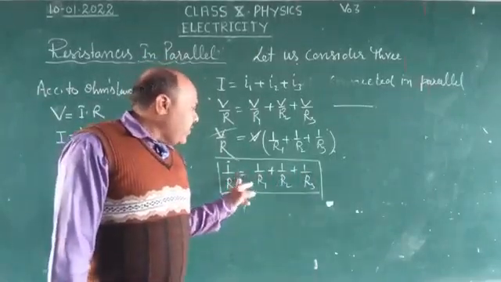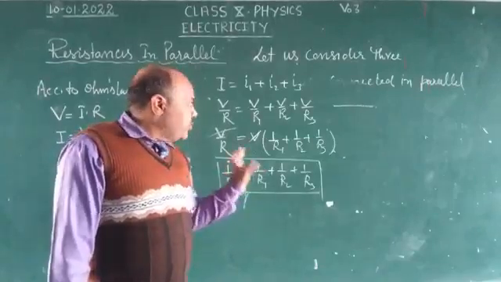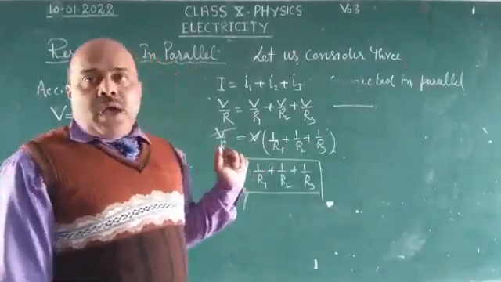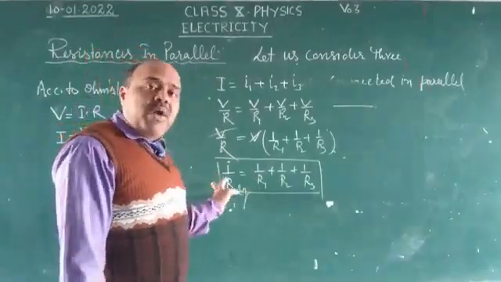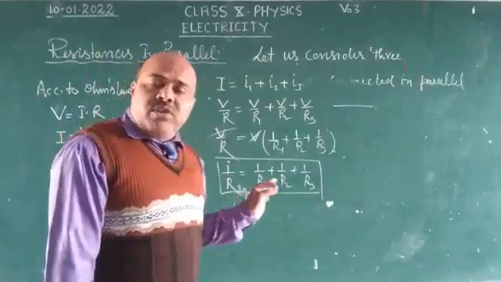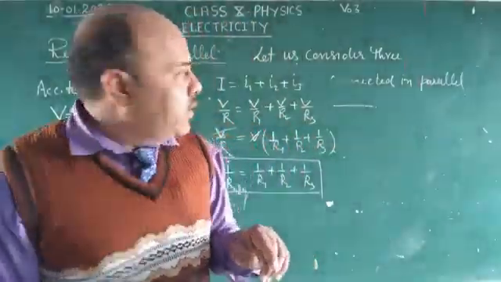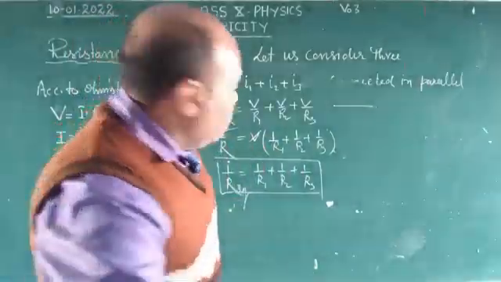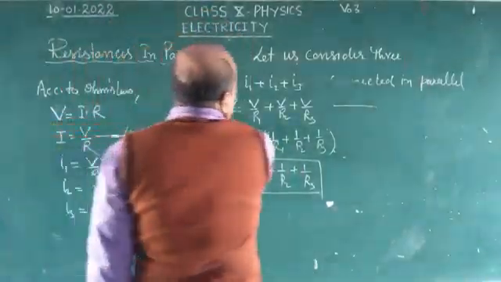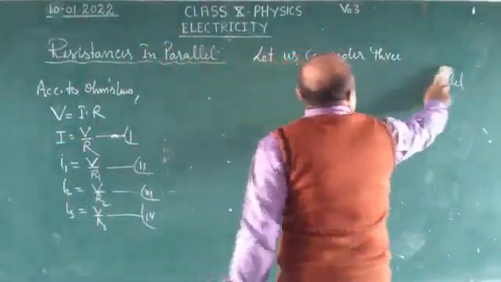Okay, and we can find the equivalent resistance by this combination, which is a combination of resistances in parallel, and here the equivalent resistance, or combined resistance, in parallel combination in reciprocal form is equal to the algebraic sum of all the individual resistances in reciprocal form. Okay, and then after this you will see the numericals which are based on series and parallel combination.